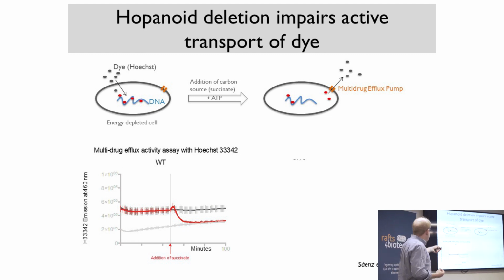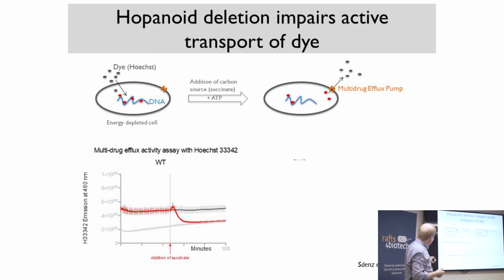You take your cell, you deplete its ATP sources with some inhibitor, like we use CCCP, and then you take a dye that stains DNA, and when it stains the DNA, its fluorescence increases. So you add it to the cell, it goes into the cell, binds the DNA, and the fluorescence goes up. And then you can use the fluorescence intensity as an indication of uptake and efflux across the cell membrane.